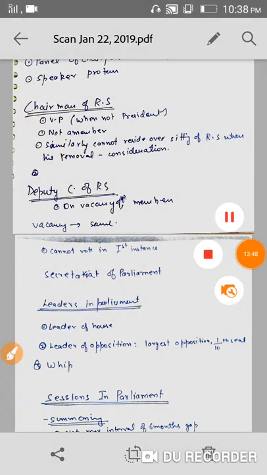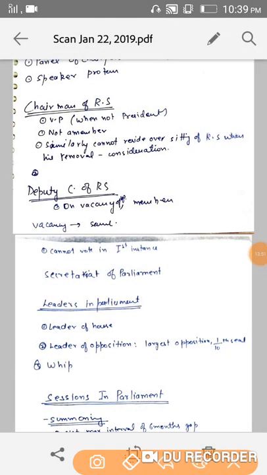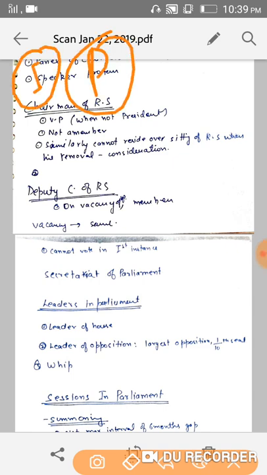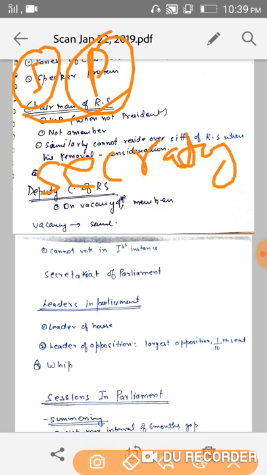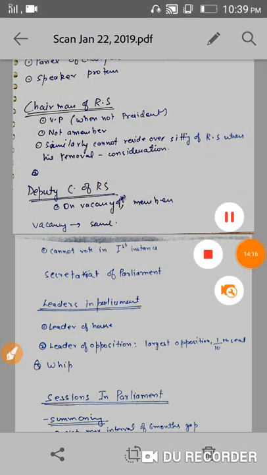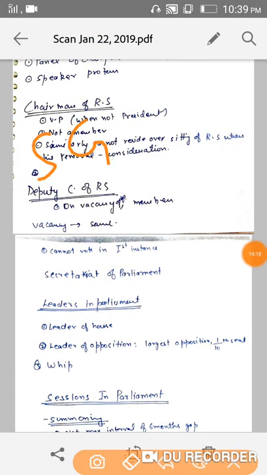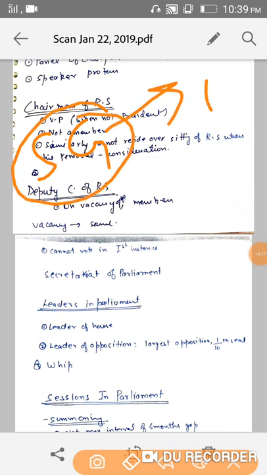Now we come to a few other very small topics. Number one is the Secretariat of Parliament. Each house has a secretariat, its own staff, and they are headed by the Secretary General. The Secretary General is nominated by the Speaker of the House or the presiding officer of the House.